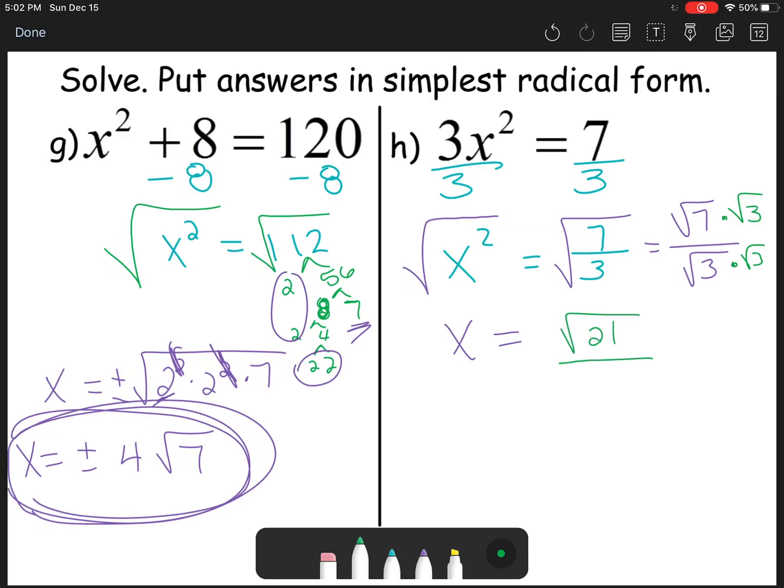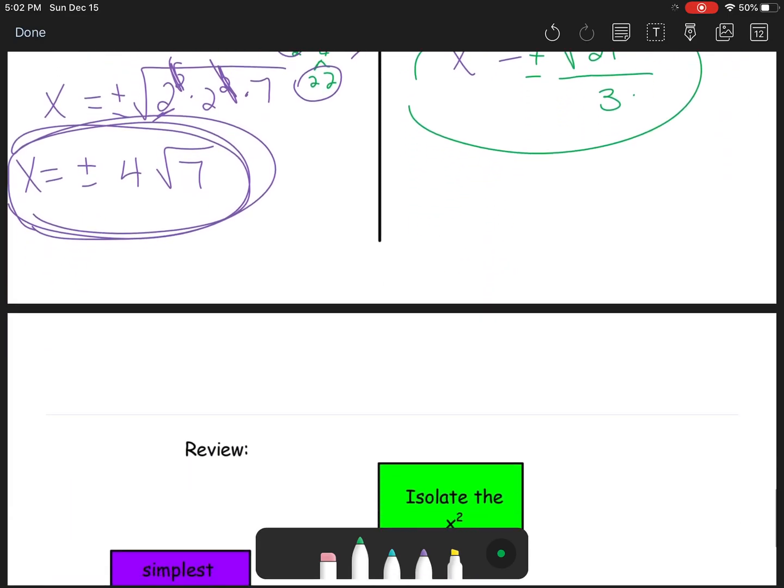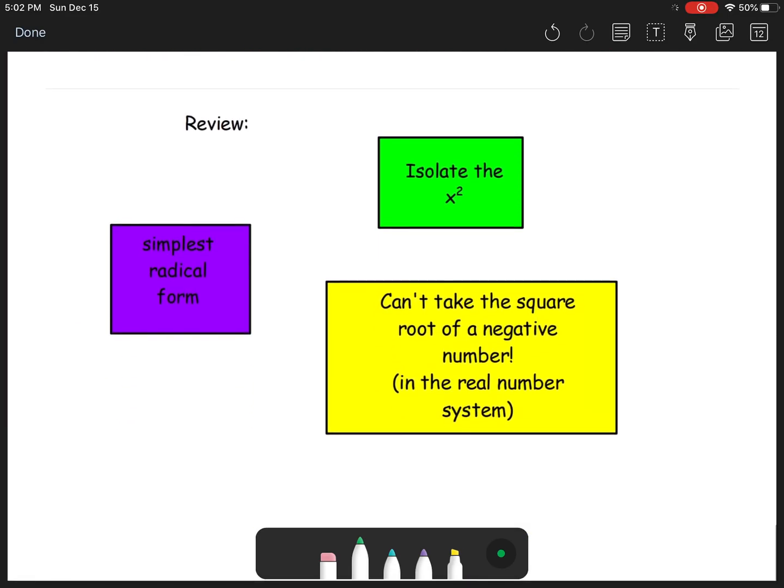So this would really be the square root of 21 divided by 3, since the square root of 3 times the square root of 3 is just 3. Can't simplify anything else because we rationalized our denominator, and we can't simplify the square root of 21. So x equals plus or minus the square root of 21 divided by 3. And that is our final answer.